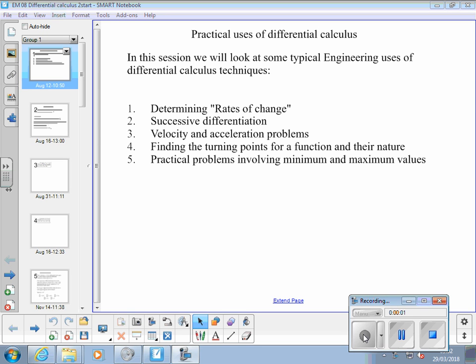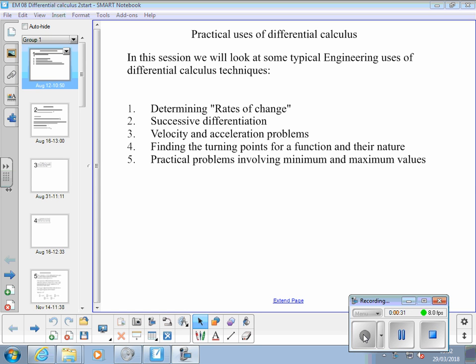Practical uses of differential calculus. In this session, we're going to look at some engineering uses of differentiation that we were covering last week. Typically, we'll look at determining rates of change, successive differentiation, velocity and acceleration problems, finding turning points, and practical problems involving minimum and maximum values.